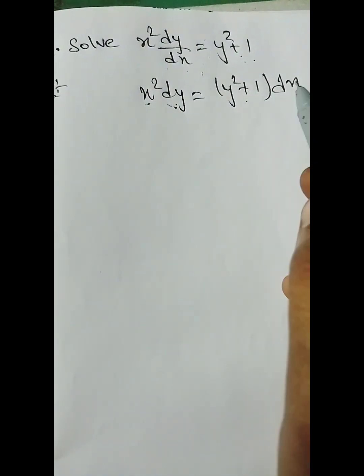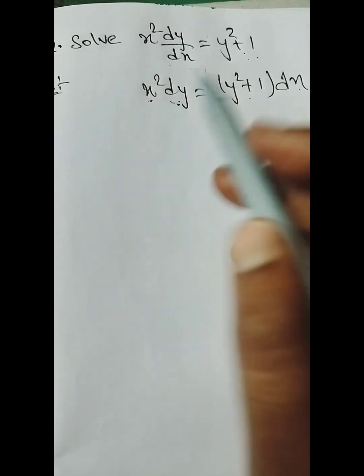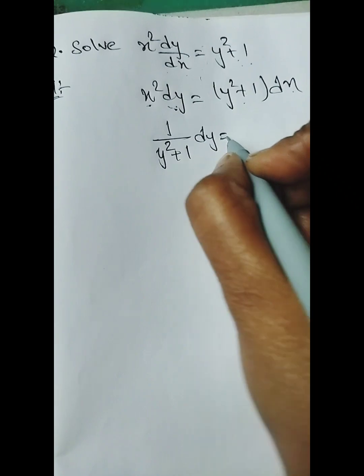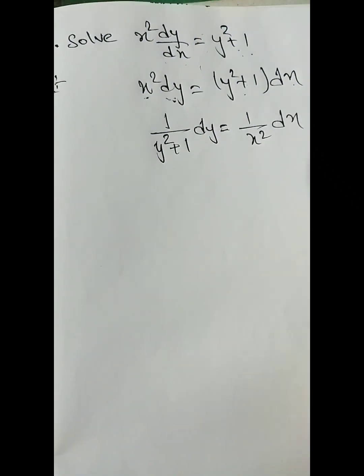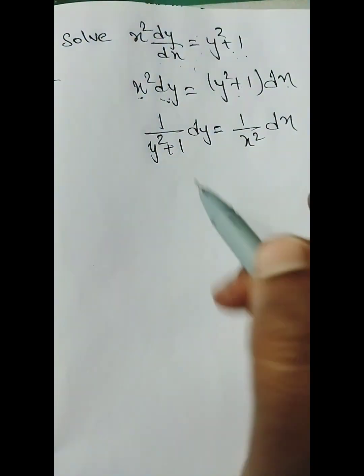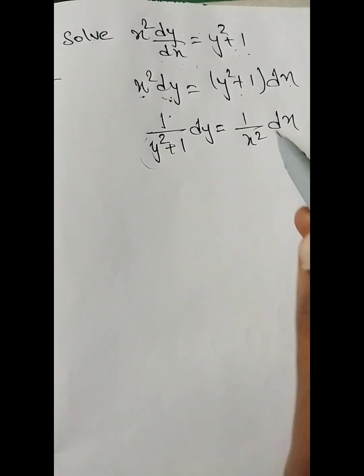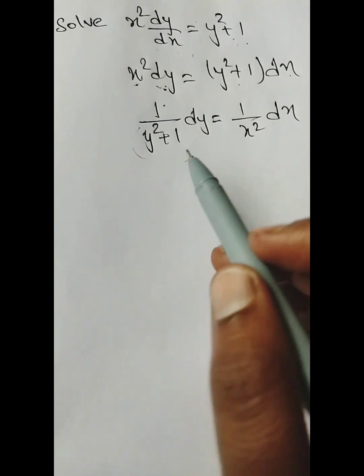Send this x square to the right hand side and take this y square plus 1 to the left hand side. So what does it become? 1 by y square plus 1 dy equal to 1 by x square dx. So now we got the y terms and dy terms on one side, x terms and dx terms on the right hand side. Now we have to apply integration.